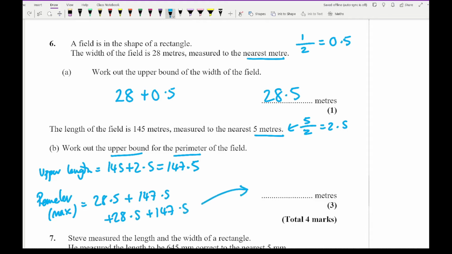And on my calculator, if I then work that out, so I've got 28.5 plus 147.5, which gives me 352.